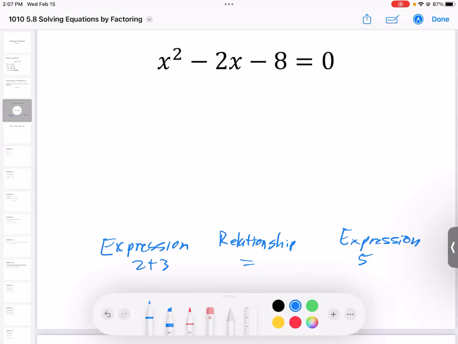And the way that we solve this equation or find solutions to it is we get the polynomial into factored form. So to get this into factored form, this is a trinomial. So I'll use my trinomial trick. And x squared times -8 is -8x squared. And what are two things that multiply to -8x squared and add to -2x?